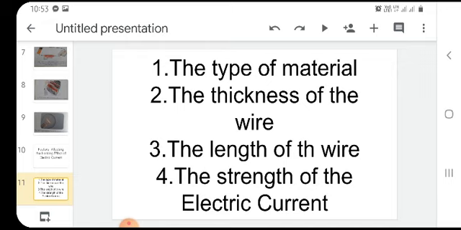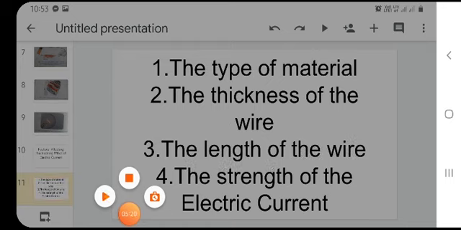Now here are the factors which affect the heating effect of an electric current. First is the type of material. Second is the thickness of the wire. Third is the length of the wire. And fourth is the strength of the electric current.